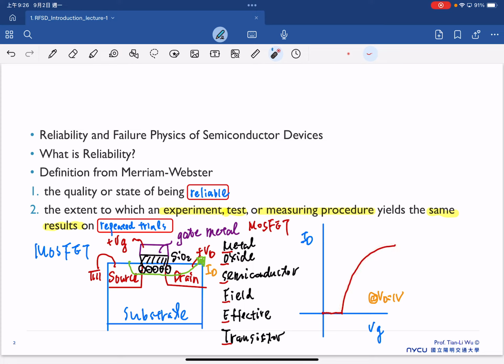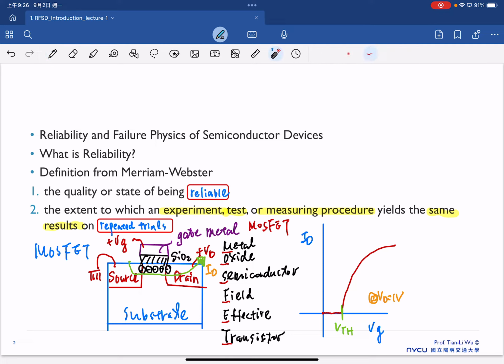And usually we define this turn-on voltage as what we call the threshold voltage, VTH here. So just let me say again.